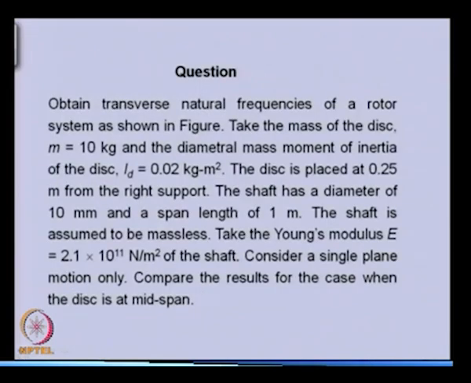Now, various properties of this are given here. Mass is 10 kg, ID is 0.02 kg meter square. Disc location is also given, that from the right support it is 0.25 meter, and total length of the shaft is 1 meter. Diameter of the shaft is 10 millimeter. Young's modulus is given. In this particular case, we are considering only the single plane motion, because as such these influence coefficients do not couple the vertical motion and the horizontal motion. So, single plane motion can be considered.